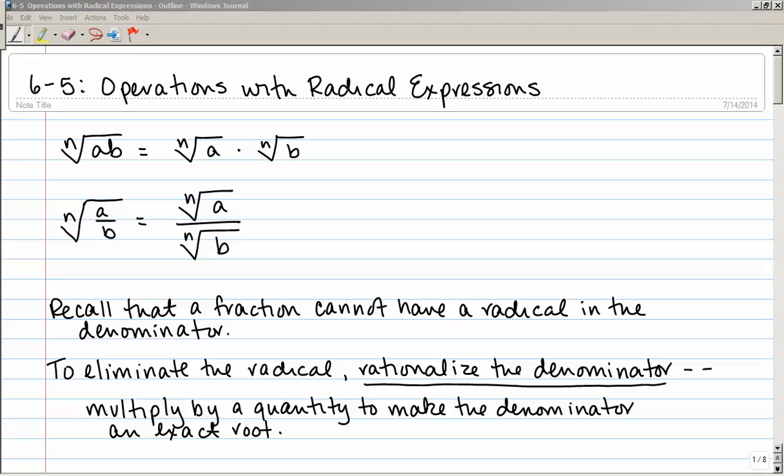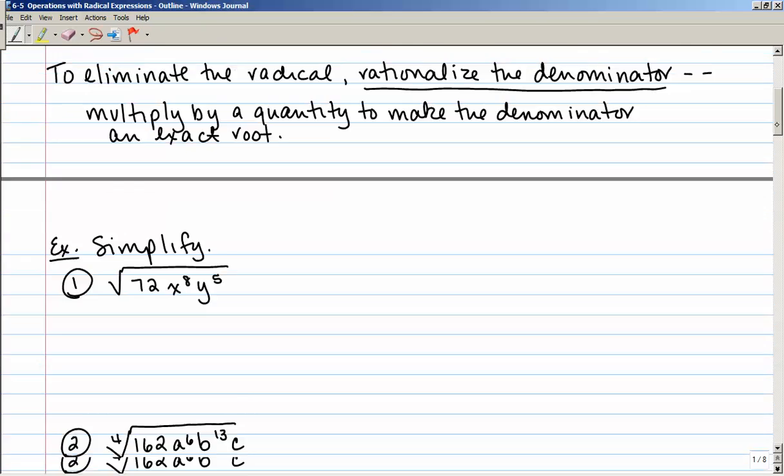Recall also that a fraction cannot have a radical in the denominator. So we can't have a square root in the denominator, or a cube root, a fourth root. No radicals in the bottom of a fraction. To eliminate the radical, we call it rationalizing the denominator. We turn that irrational number in the denominator into a rational number. So we have to multiply it by something in order to make that denominator be an exact root so that we can take the square root of it. We'll see an example like that.